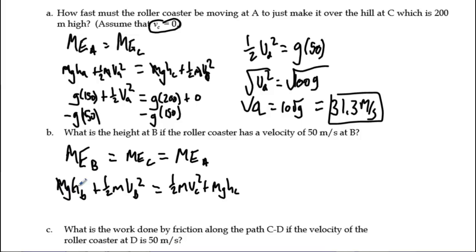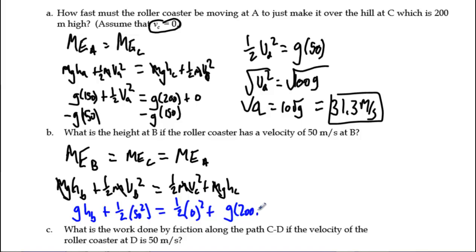Mass is in this term and in this term and in this term and in this term, so there goes mass. So g times the height at B, which I don't know, plus 1/2 times the velocity at B squared, which I do know is 50 squared, equals 1/2 the velocity at C squared, which is 0, plus g times the height at C, which we know is 200 meters. So I'm just going to go ahead and move over the stuff I know. g times the height at B is equal to g times 200 minus 1/2 of 50 squared.